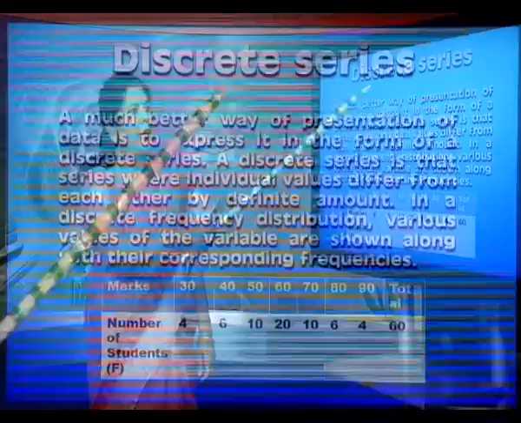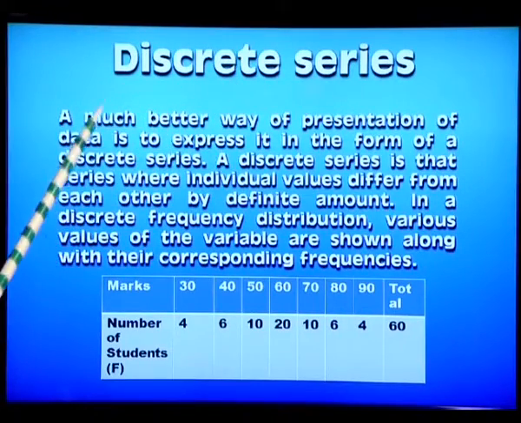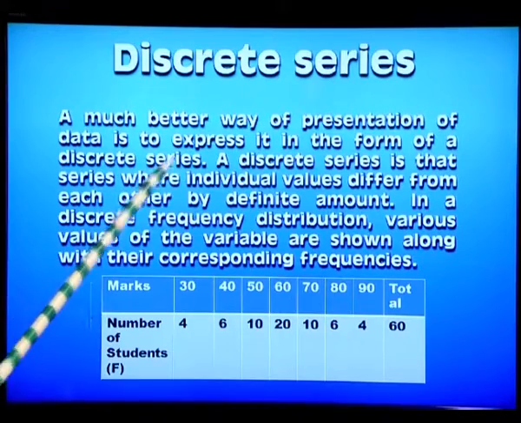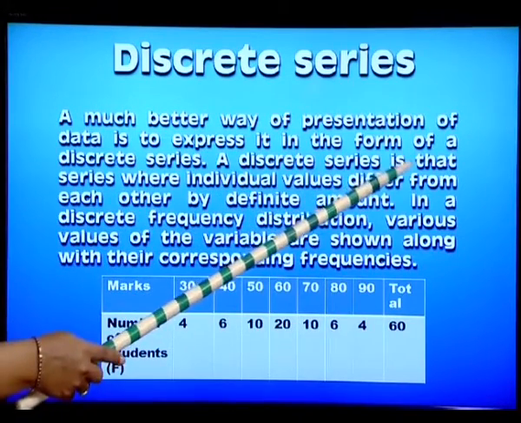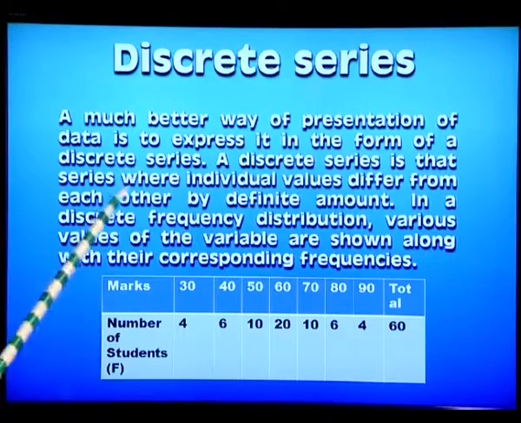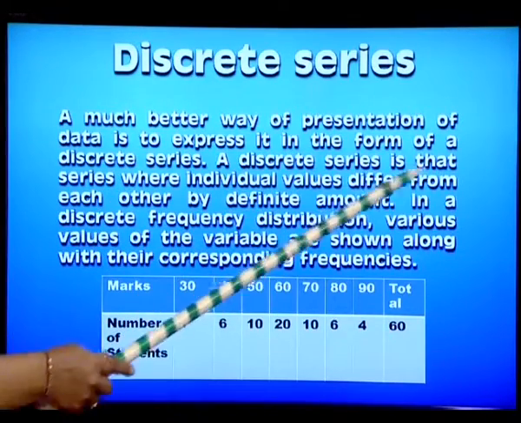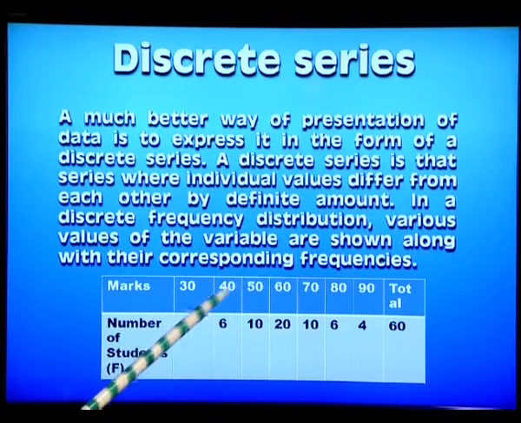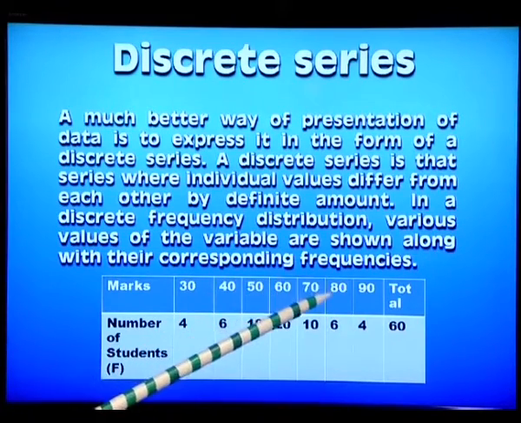Let us understand now a discrete series. It is a much better way of presentation of data. In a discrete series, individual values differ from each other by a definite amount. As we can see here, marks 30, 40, 50, 60, there is a definite amount given.